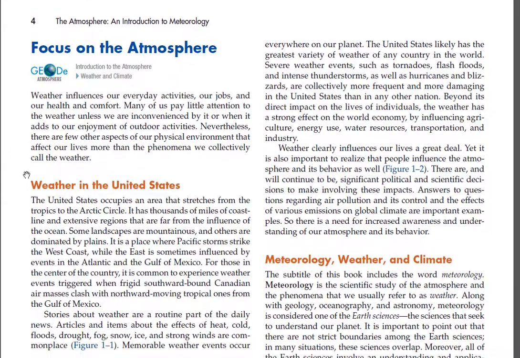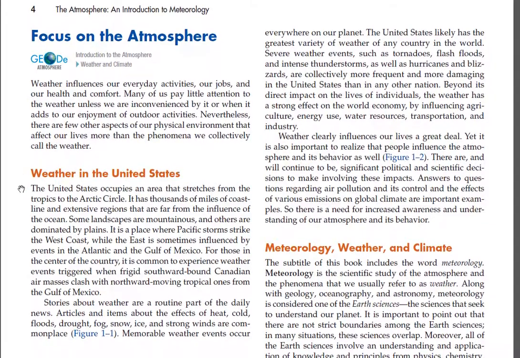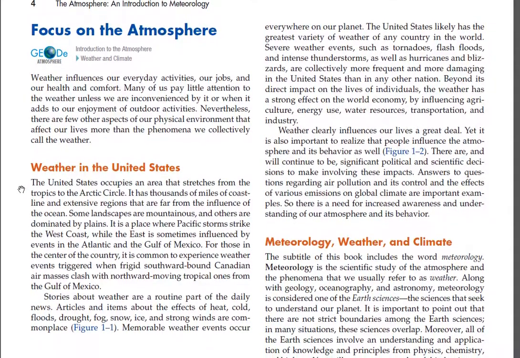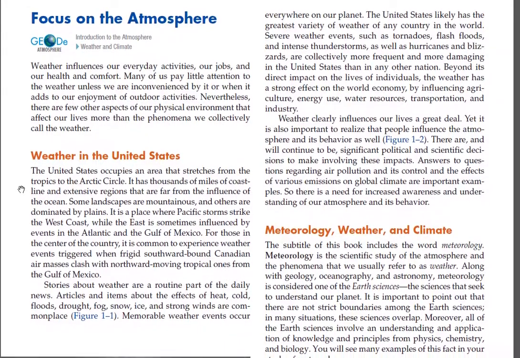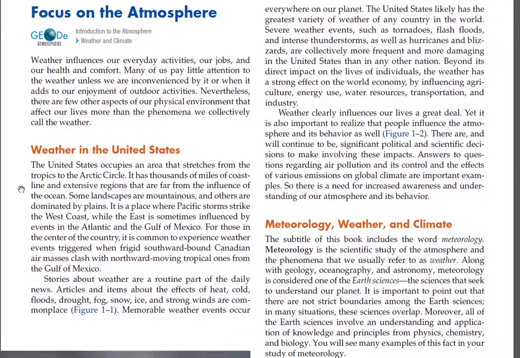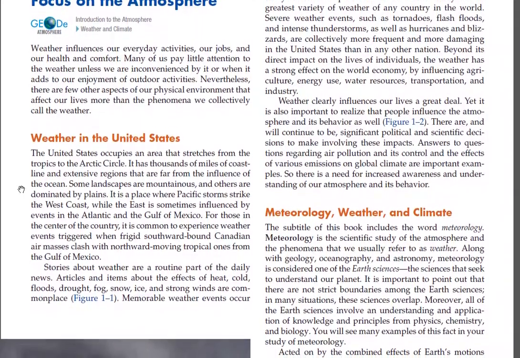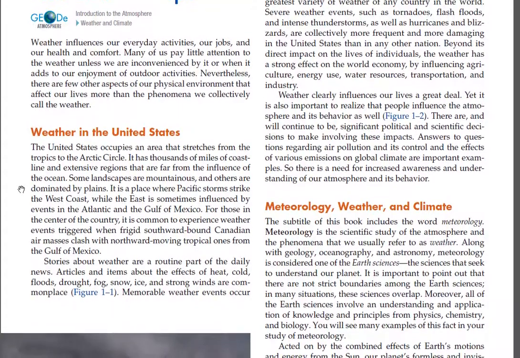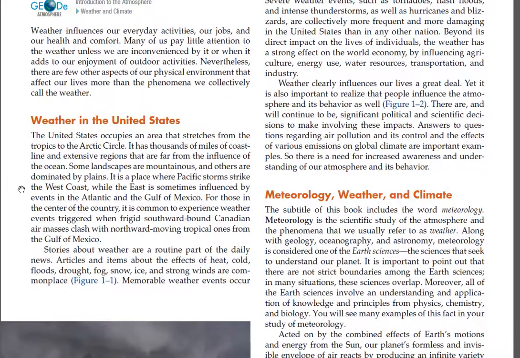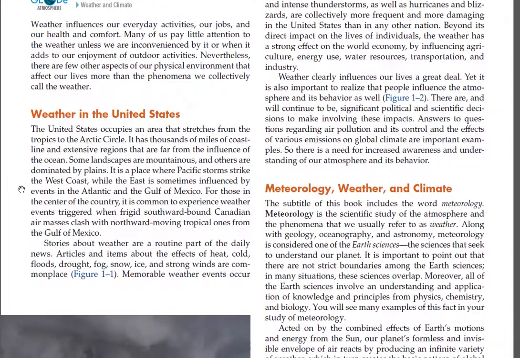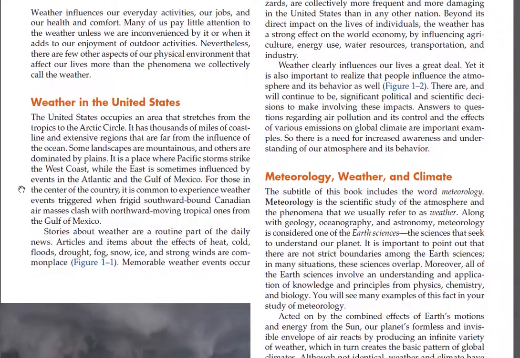Weather in the United States. The United States occupies an area that stretches from the tropics to the Arctic Circle. It has thousands of miles of coastline and extensive regions that are far from the influence of the ocean. Some landscapes are mountainous, and others are dominated by plains. It is a place where Pacific storms strike the west coast, while the east is sometimes influenced by events in the Atlantic and the Gulf of Mexico.